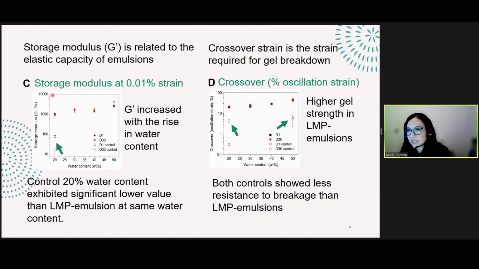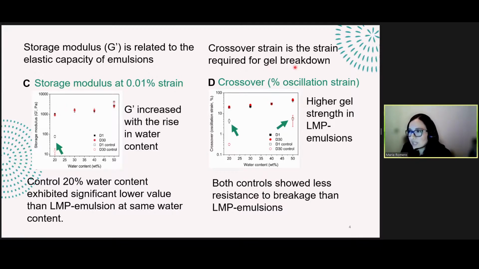Now for storage modulus, G prime is related to the elastic capacity of emulsions. Just for comparison purposes, I'm going to show it at 0.01% of strain. All the emulsions show a G prime increase with the rise of water content, as you can see here, and this is for the control and 50%. However, control 20% shows a significant drop compared with the 20% emulsion containing LMP.